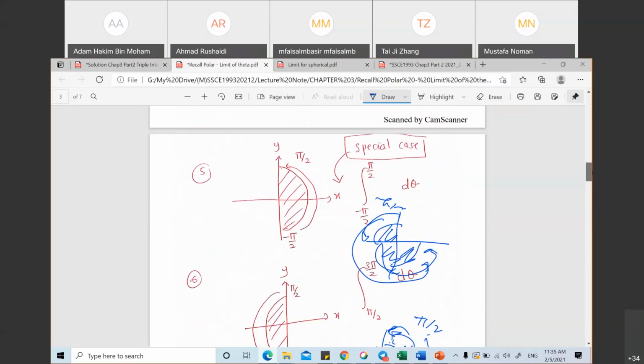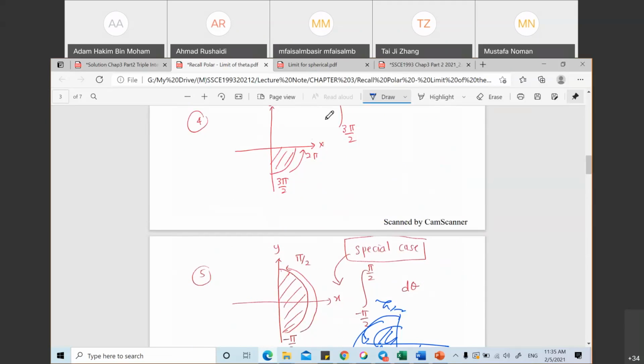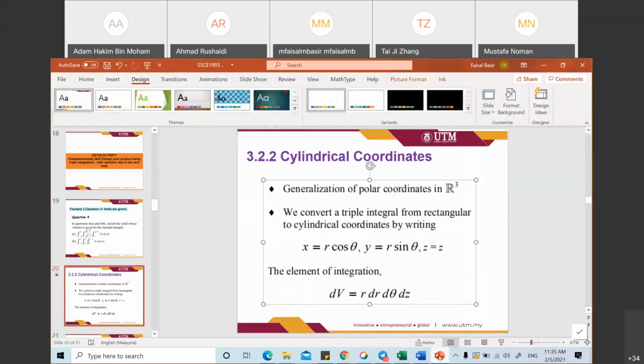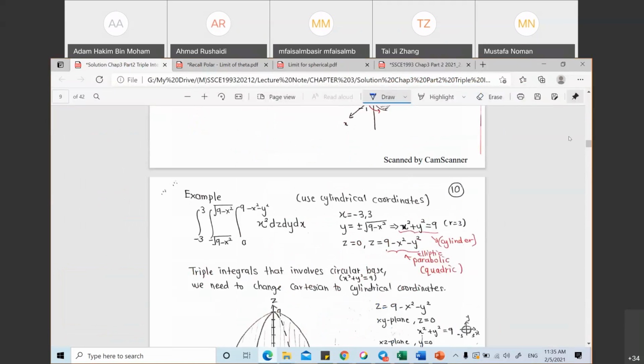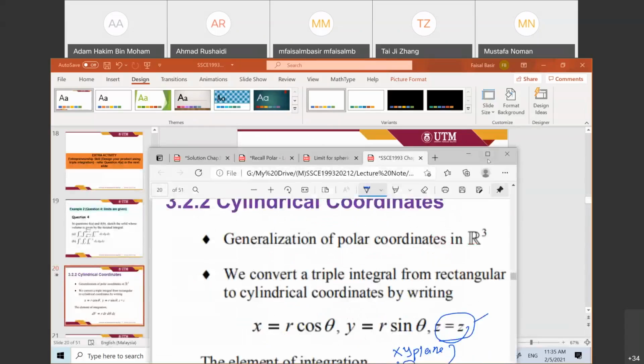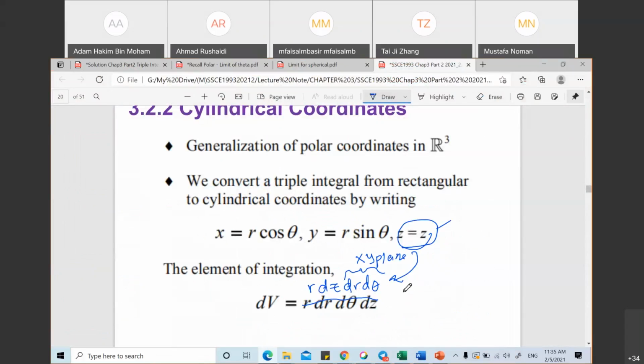Okay, so let me move to cylindrical coordinate. It is an extension from the polar coordinate. Just we add z equals z, and your dv again is r dz dr d theta. Is it r dz dr d theta? So not this one. Please amend.